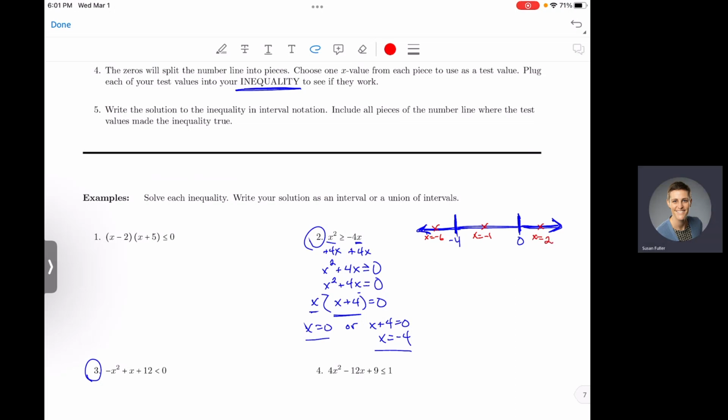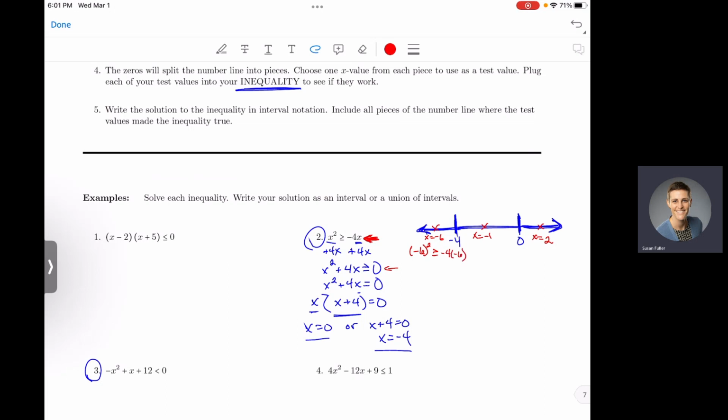Okay, so now we are going to take these test values, take each one, and plug it into our inequality. To be honest, you can use either one of these inequalities. I like the original one better, but you can really use either one. I'm going to plug them into my original. So I'm going to get negative 6 squared is greater than or equal to negative 4 times negative 6.